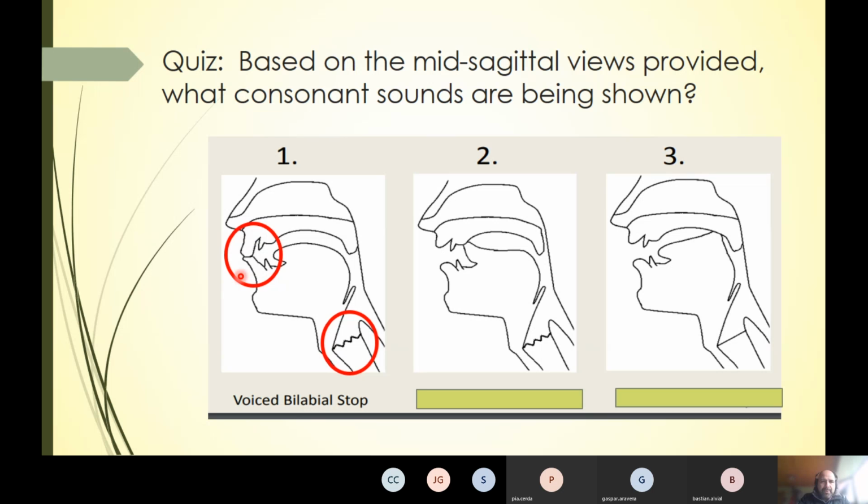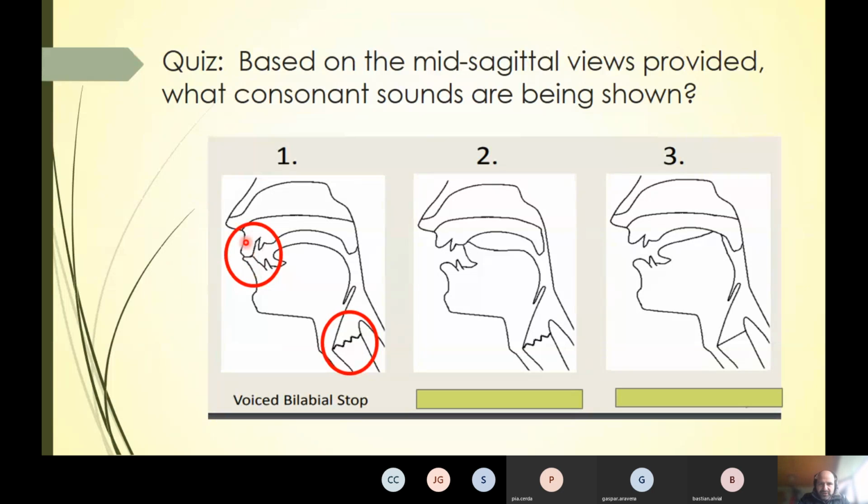As when we say p, except that p is voiceless, so it should be b. Think about b, b, b. It is voiced, as in boat, boy, ban. You have to put your lips together to say b, and you're stopping the airflow. So it's bilabial stop, b.